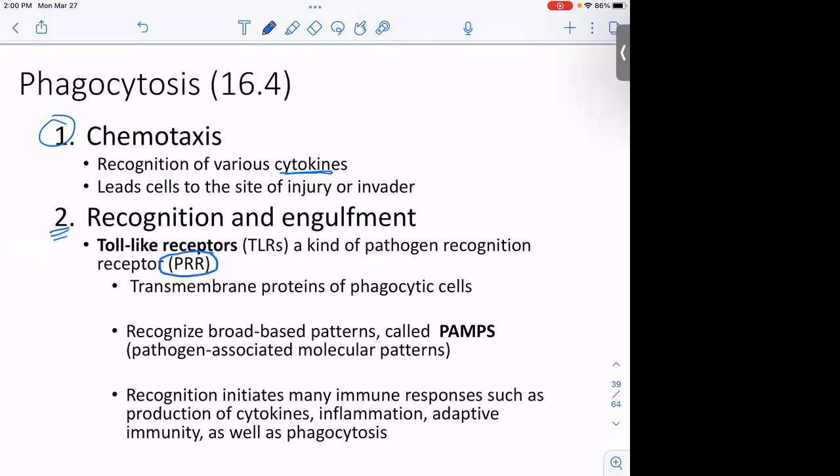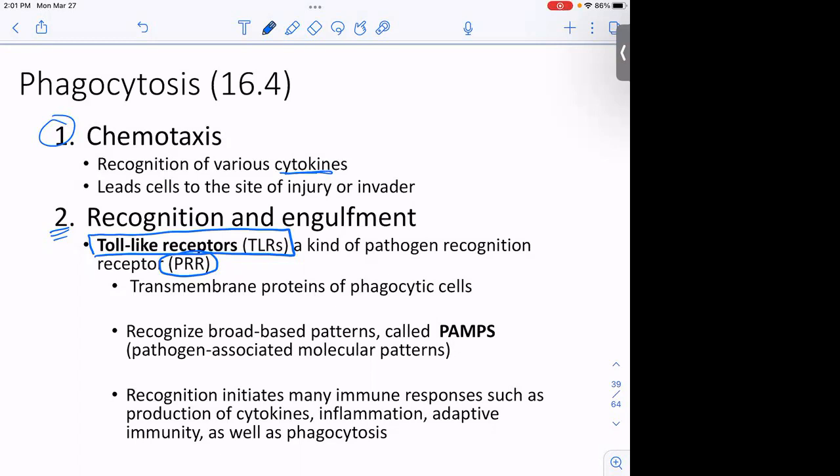So your book calls those PRRs. And a specific kind of pathogen recognition receptor are called toll-like receptors. And that's kind of a not intuitive name. The name comes from the people that discovered these receptors said, hey, these remind us of toll receptors that are in Drosophila, that are in fruit flies. And toll is a German word for something that I forget.